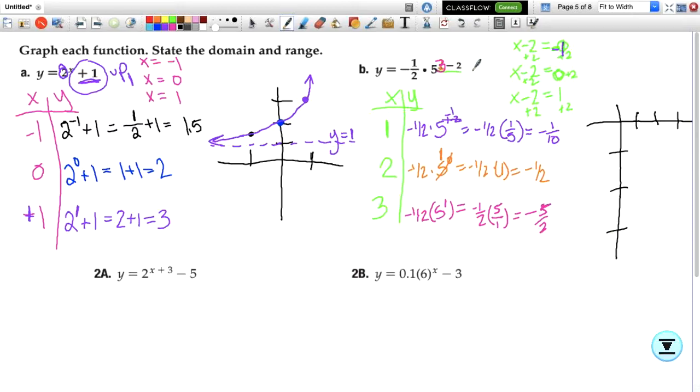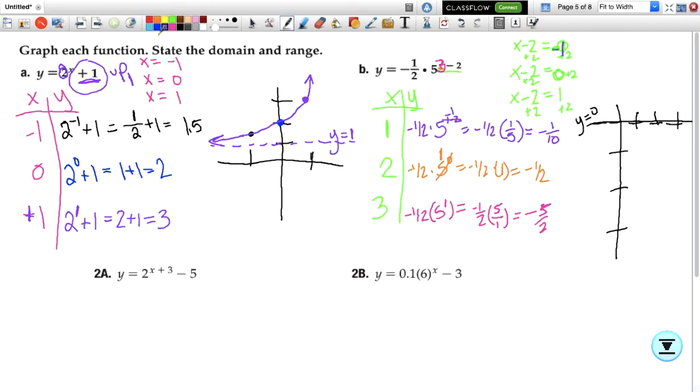Now my question to you is, is there anything being added or subtracted at the end here? Not to the exponent, but outside of the exponent, right? Is there a -3 or a +1? Well, clearly there's not, which means that our asymptote is going to stay right on the x-axis, at y equals 0. You always have to have that line in there as a dotted line to model your situation.